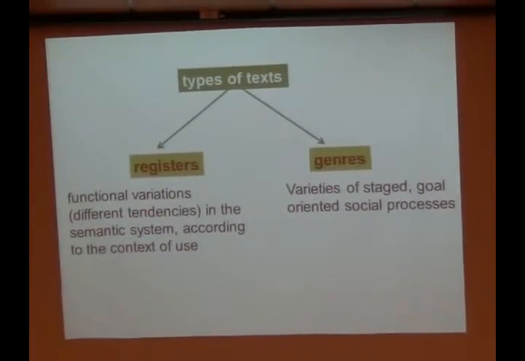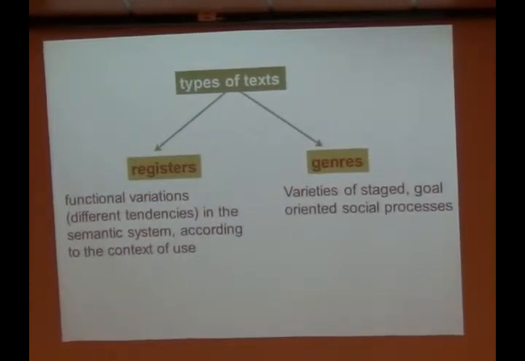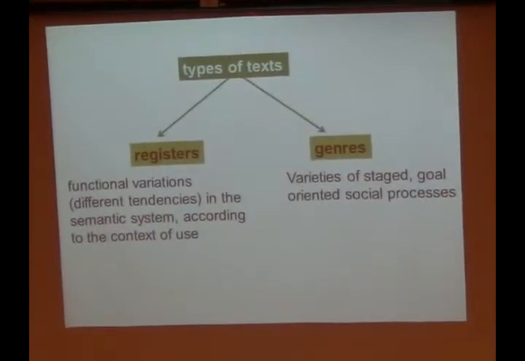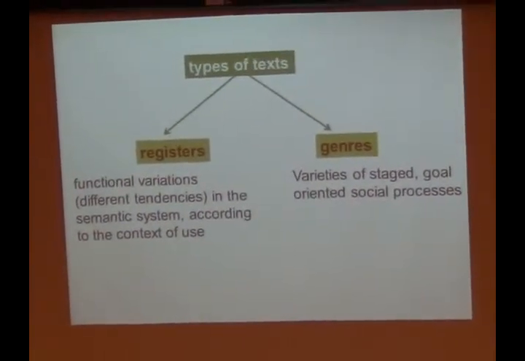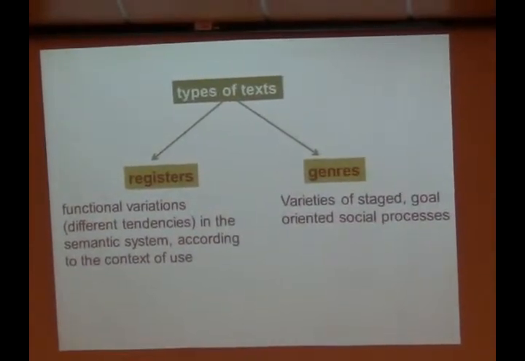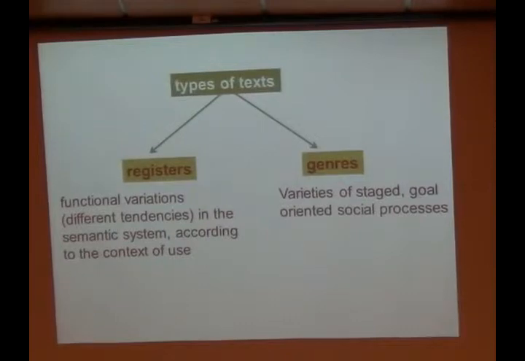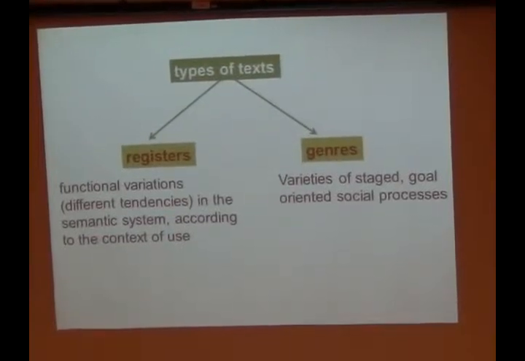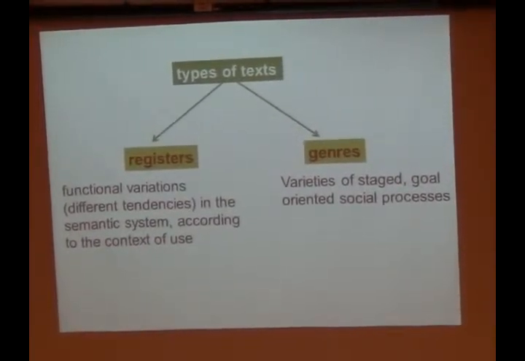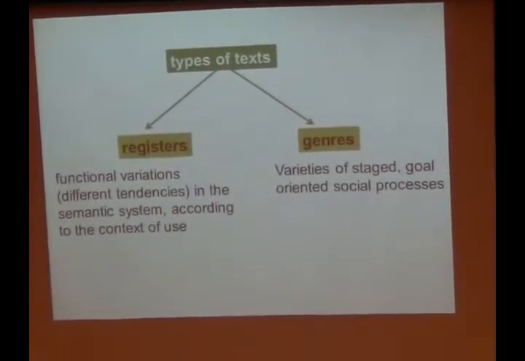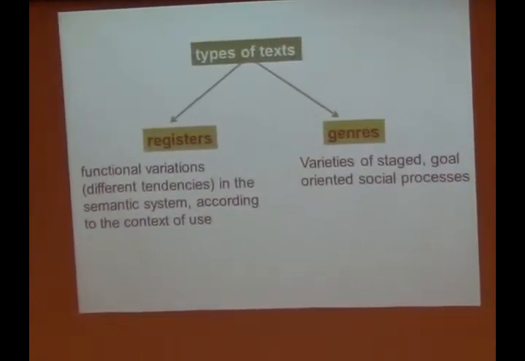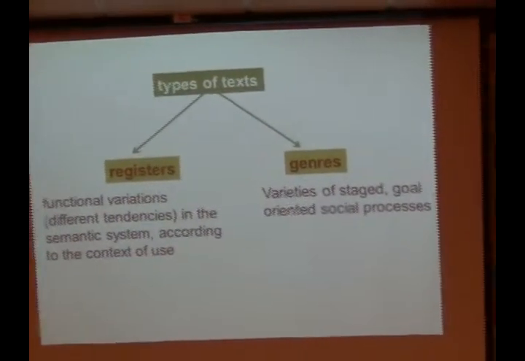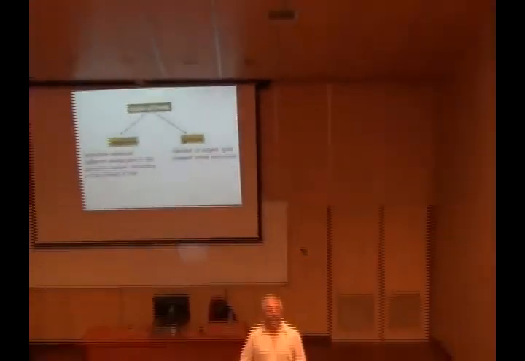Now, registers. Those who were at my previous talks know this slide already. Those that weren't, this is the first time you're looking at it. Types of text can be considered in terms of register and in terms of genre. Register is functional variations in the semantic system. Functional variations, so if you change one of the variables, you're changing the text, as I was telling you just now. And genres are varieties, different types of staged, goal-oriented social processes. Okay? Because we do things in the culture on a regular basis.